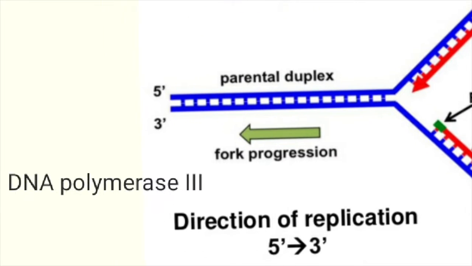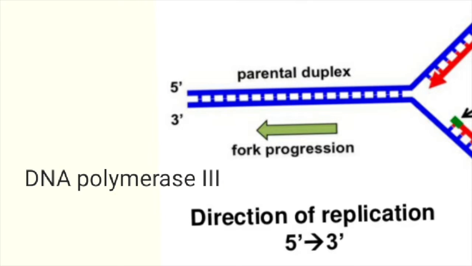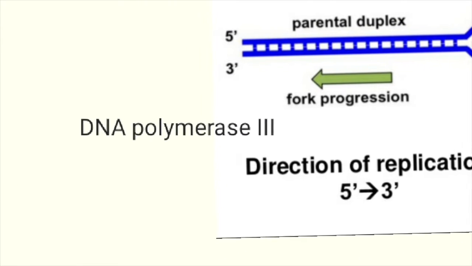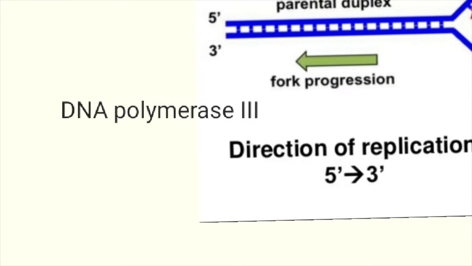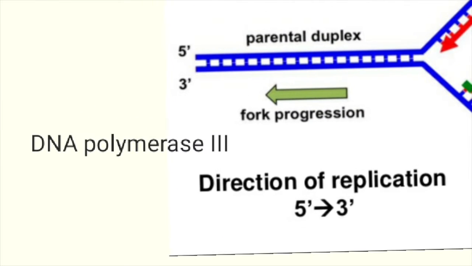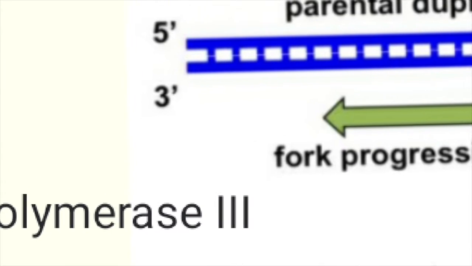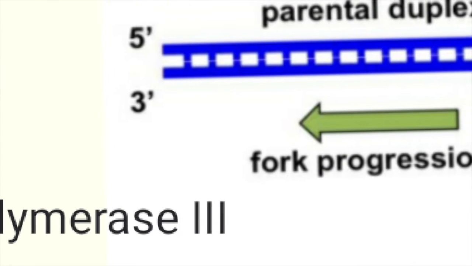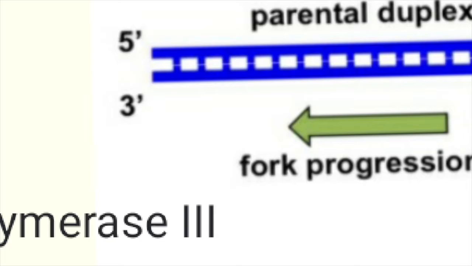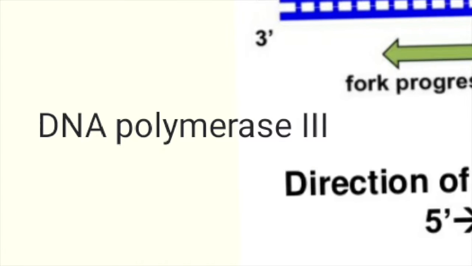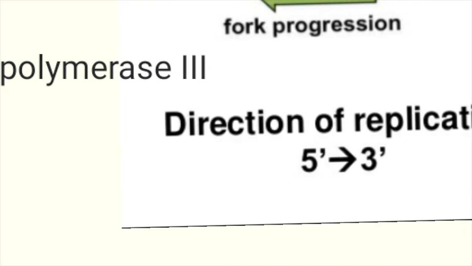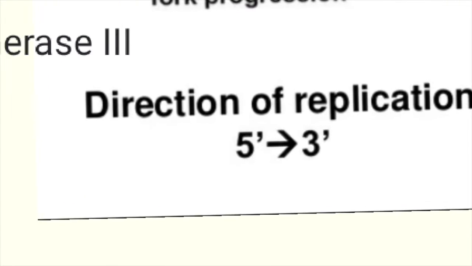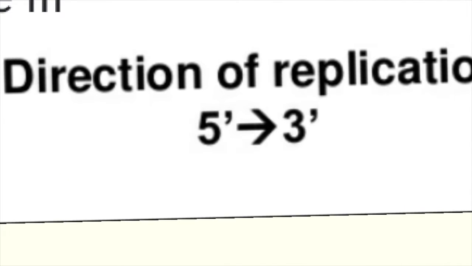Elongation synthesizes new DNA strands by joining individual nucleotides together. DNA polymerase III is the enzyme that catalyzes the addition of new nucleotides only to the 3' hydroxyl free end of the nucleotide. Also, we must take note that DNA polymerase III can only synthesize new DNA in the 5' to 3' direction.